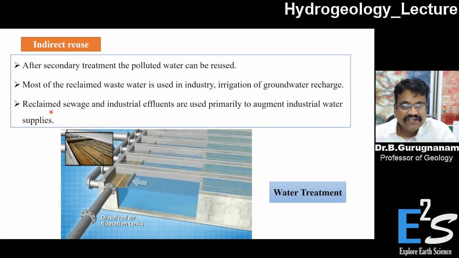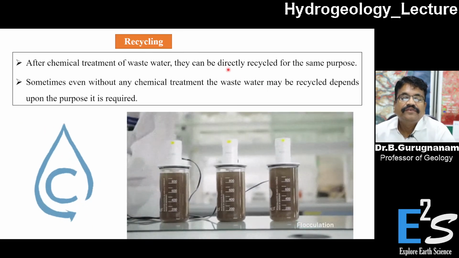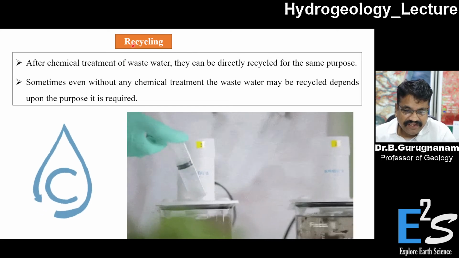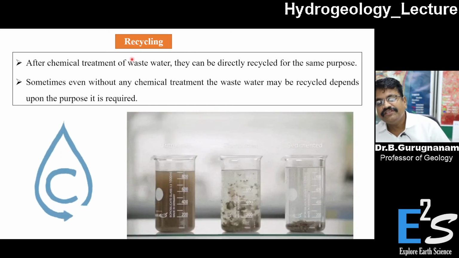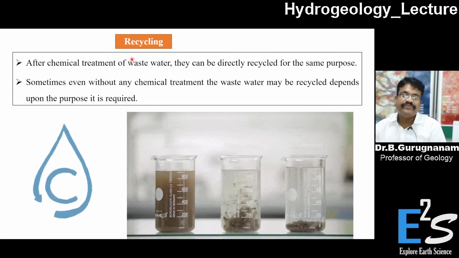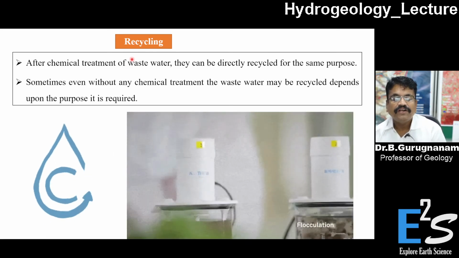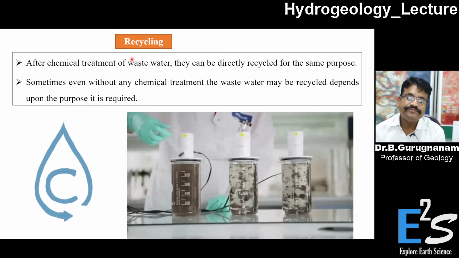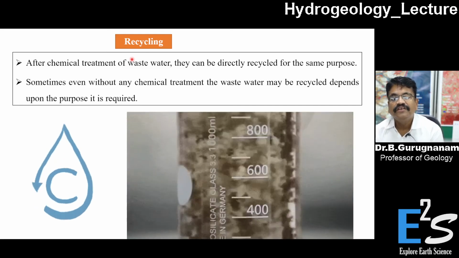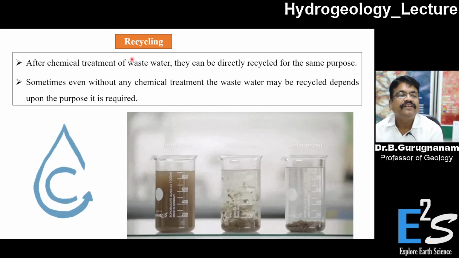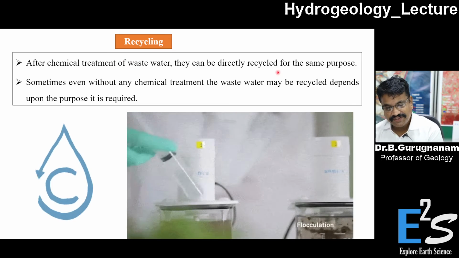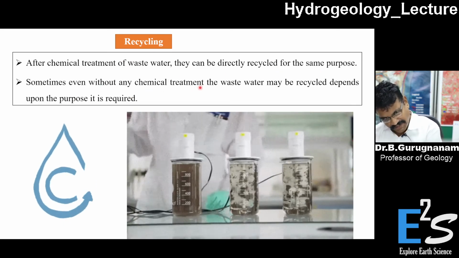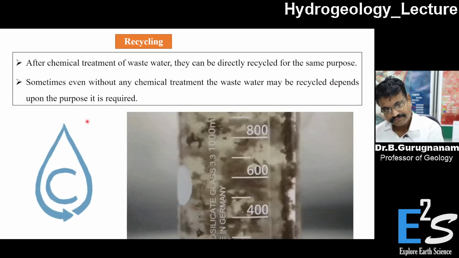Reclaimed sewage and industrial effluents are also used primarily to augment industrial supplies. This is the bigger area in the future, where you will have to reuse the water. Of course, people have visited many institutions where they normally reuse 50 to 60% of the water, either for agriculture or for sanitation cleaning. After chemical treatment, wastewater can be directly recycled for the same purpose. Sometimes even without any chemical treatment, the wastewater may be used.